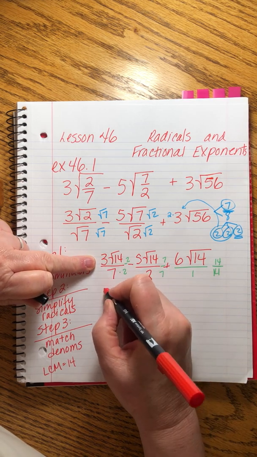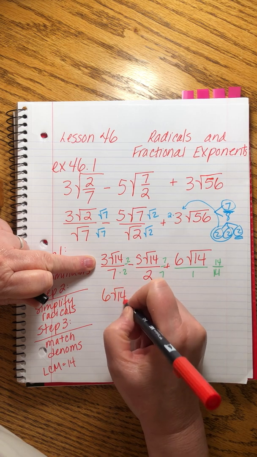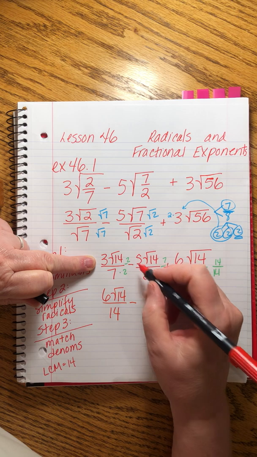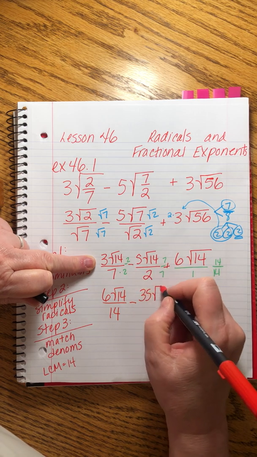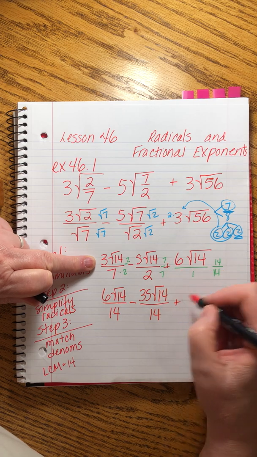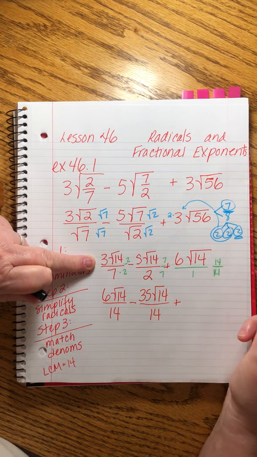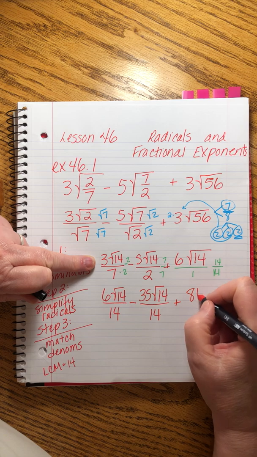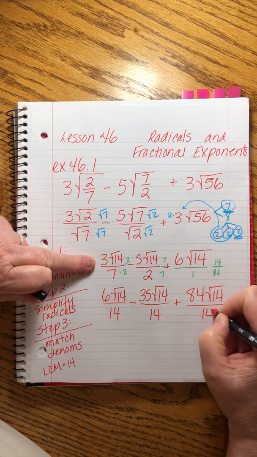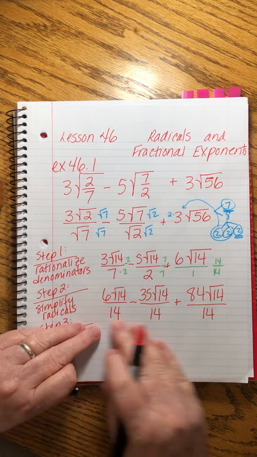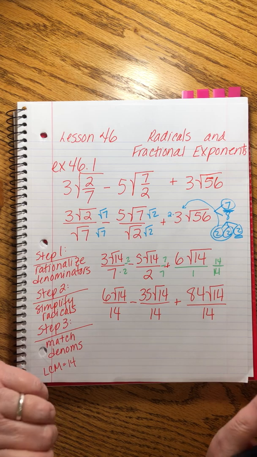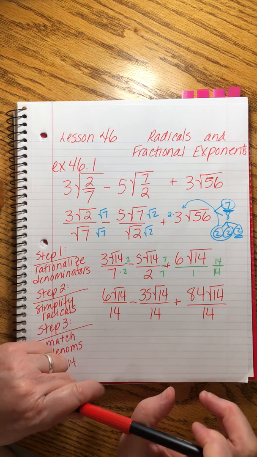So it's 6 square root of 14 over 14 minus 35 square root of 14 over 14 plus, that would be 84, 84 square root of 14 over 14. Yay. Denominators all match. Radicals all match. Interestingly, it's the same number. It wouldn't have to be, but that's kind of cute.